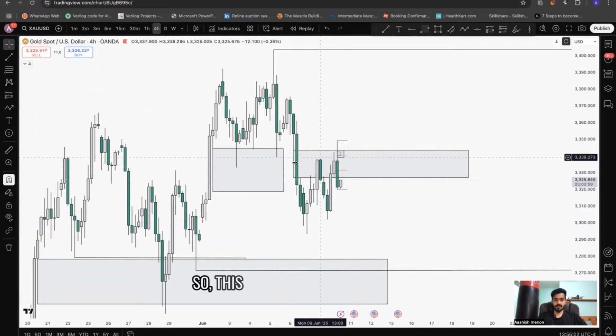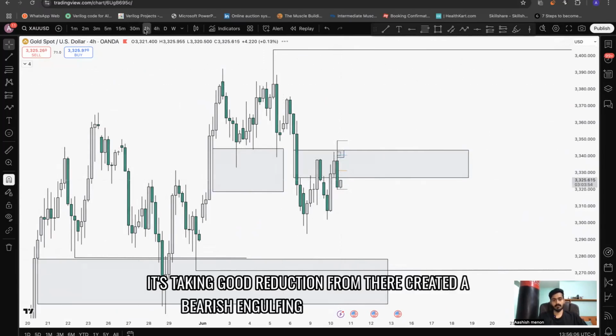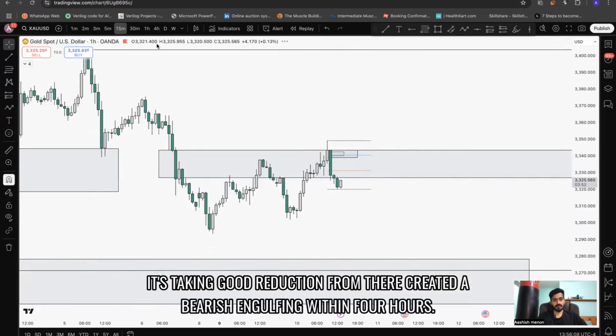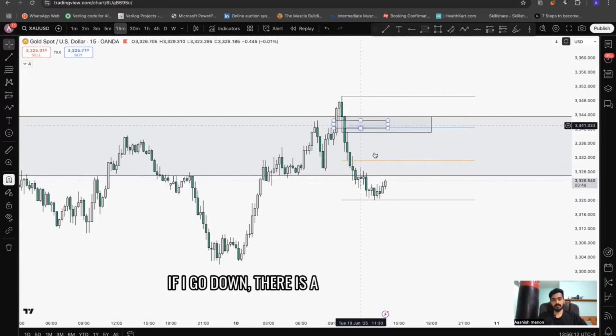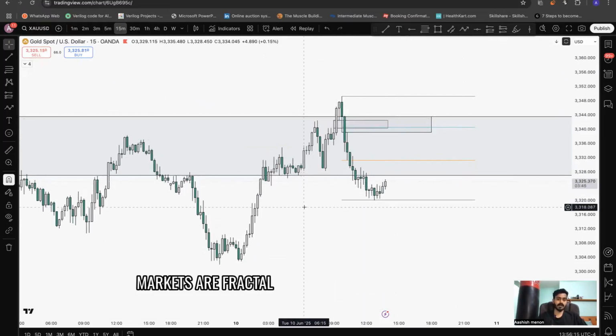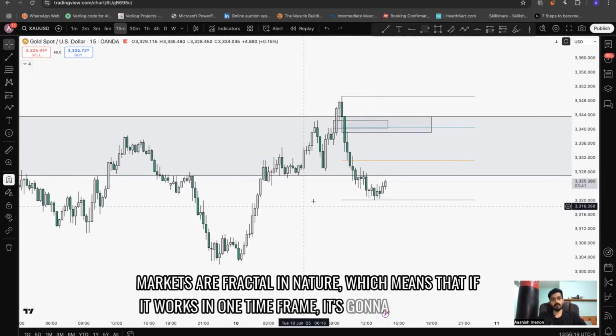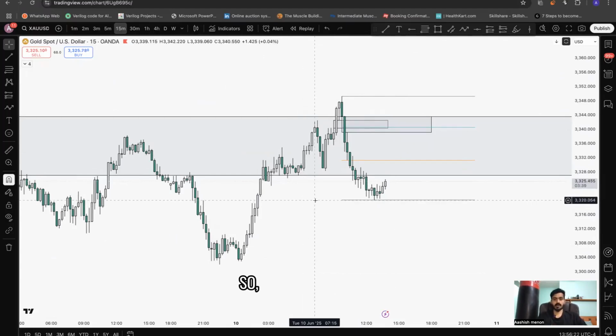So this is a bearish fair value gap. It's taking good rejection from there, created a bearish engulfing within 4 hours. If I go down, there is a fair value gap here. Markets are fractal in nature, which means that if it works in one time frame, it's going to work pretty much in every time frame. So understand that.